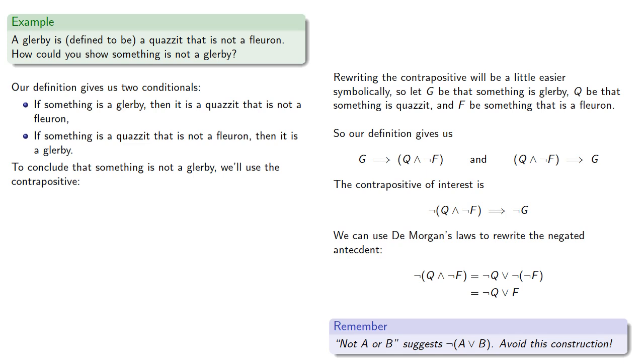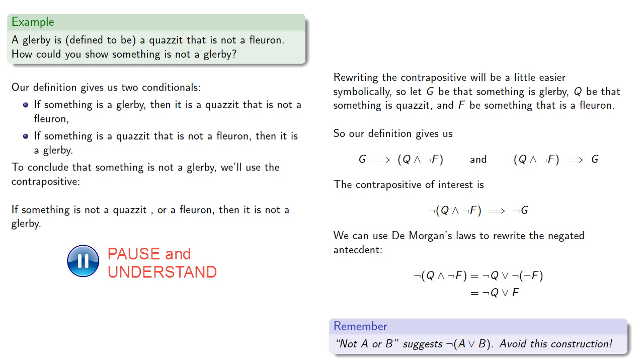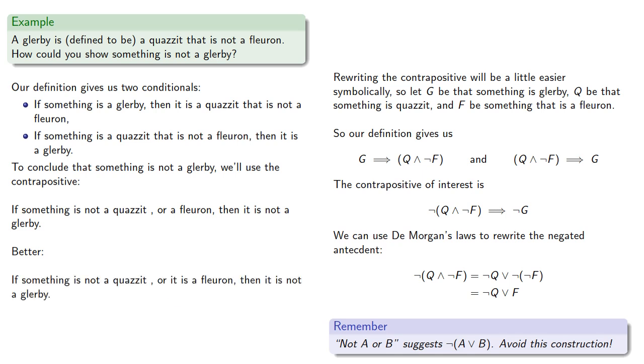So we should try to avoid the construction not A or B. And so we could write it as if something is not a quasit, comma, or a fleuron, then it is not a glurby. An even better construction makes it clear that we're talking about two different things. If something is not a quasit, or it is a fleuron, then it is not a glurby.